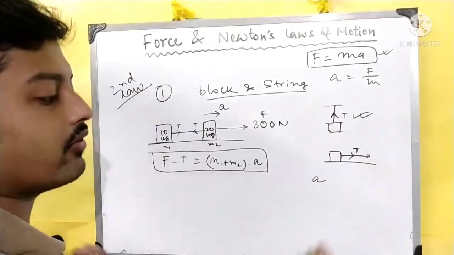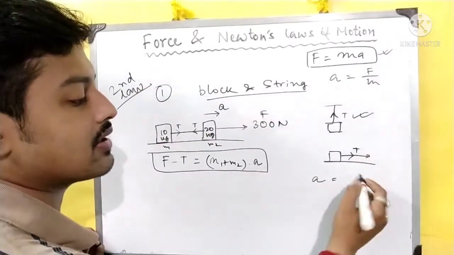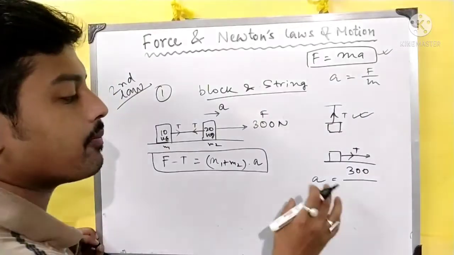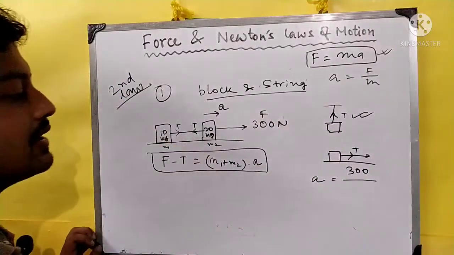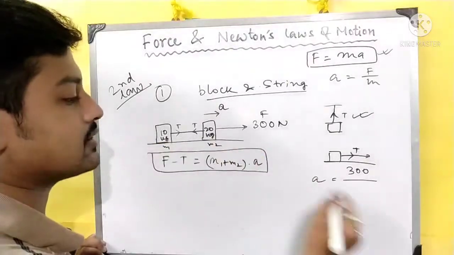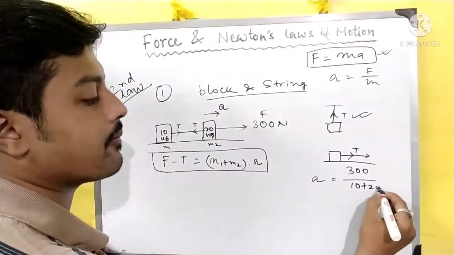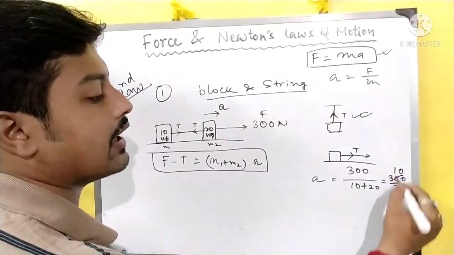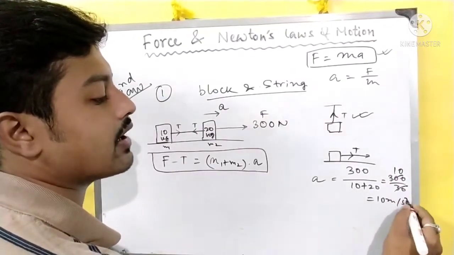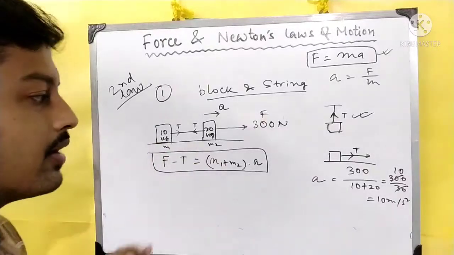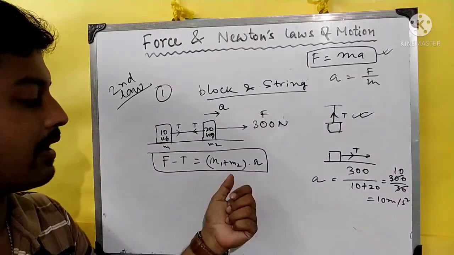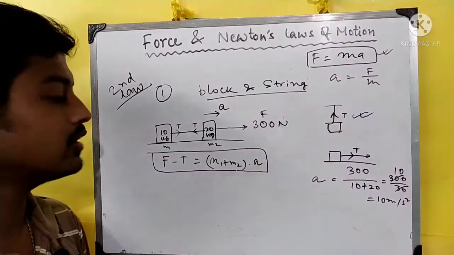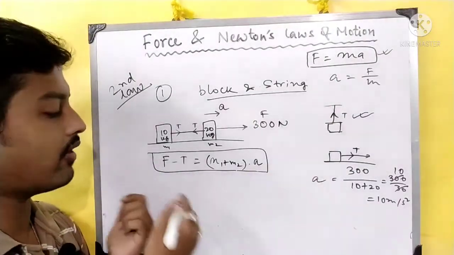From the previous example, we know that acceleration is the value of force, which is 300 Newton, divided by the total mass. The total mass in this system will be 10 plus 20, which is 30. Okay, 300 by 30. So 10 meter per second square is the acceleration of this entire system. So now we know the values of m1, m2, this force and this acceleration. So T will be easily found.